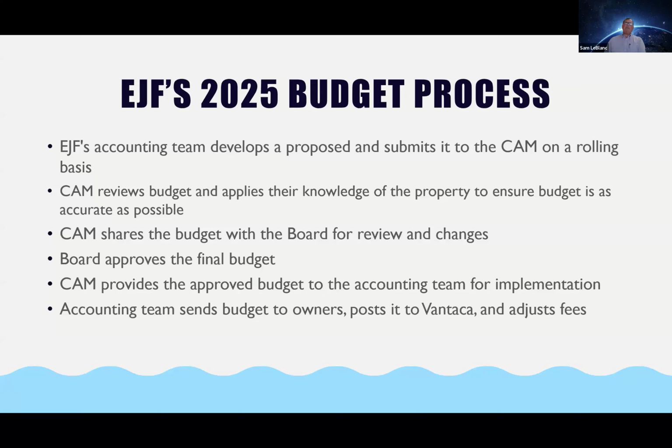Once you approve the budget, send it to your CAM, your Community Association Manager, and they'll send it to the accounting team for implementation. And then we'll set it up to get it posted into Vanica so it shows up on your financial reports, getting any communication the board wants to owners, and then also adjusting the fees if the fees have changed for the next year.